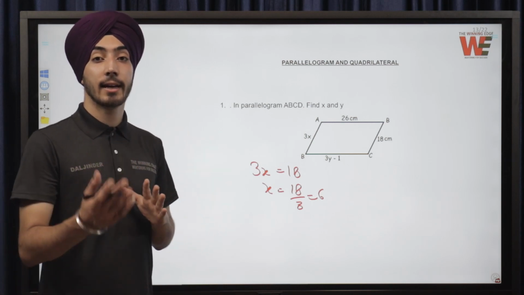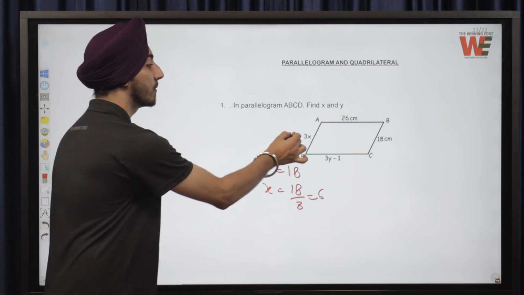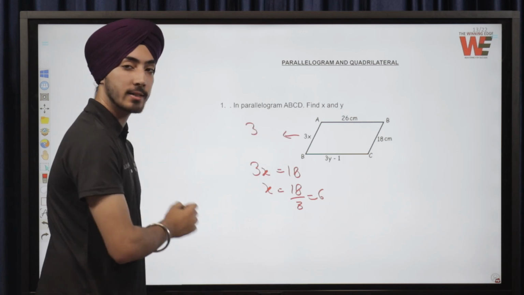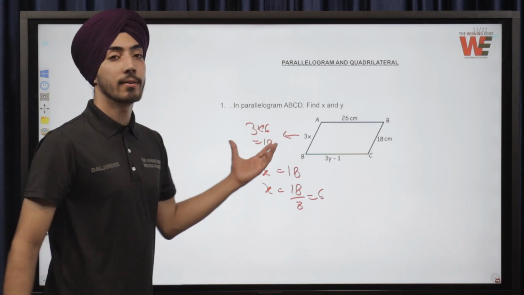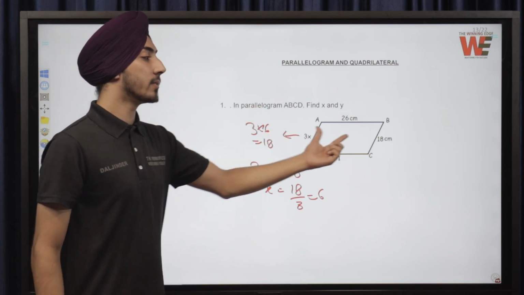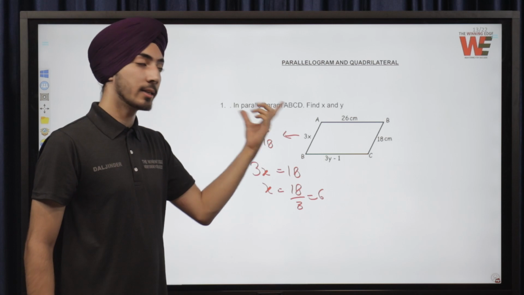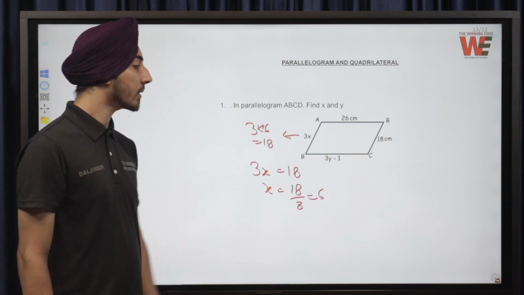Just in case he had asked what is the side AB, what you would have done? You would have put the value of x here, which is 6, and this would have given you 18. Anyway, this is just a confirmatory thing. Obviously the opposite sides are equal, so it is bound to be 18 anyway, okay?